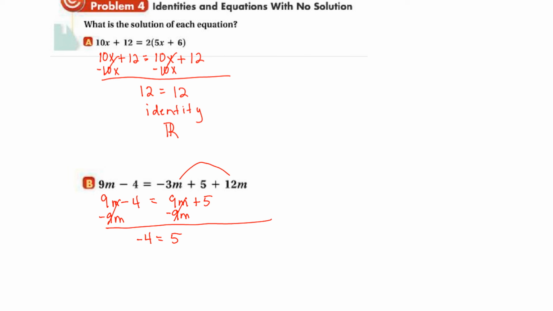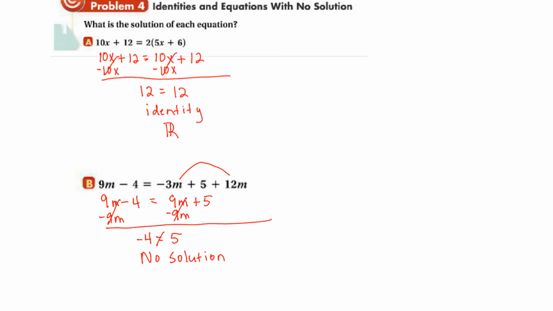So I ask myself, does negative 4 equal 5? Obviously not. So since that is false, then my answer is no solution. And what that means is there is no value of the variable m that I could put into this equation that would make it true, thus having no solution.